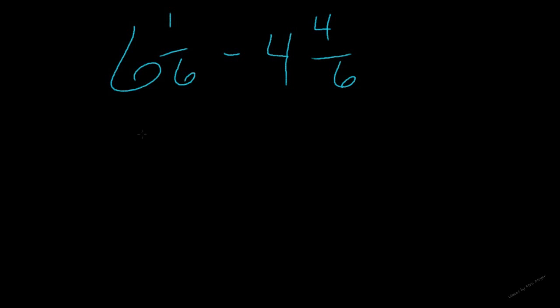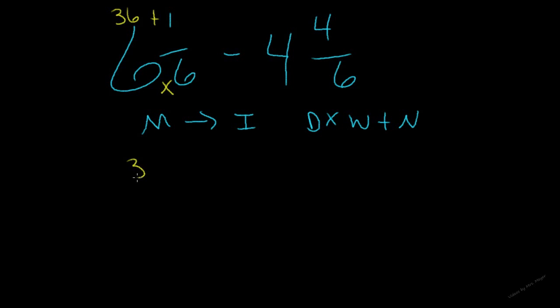Change mixed to improper. Mixed to improper, we do that by doing denominator times whole number plus numerator. And so we're going to do denominator times whole number, d times w. 6 times 6 is 36. Add it to our numerator. So 6 1/6 is the same as 37/6.